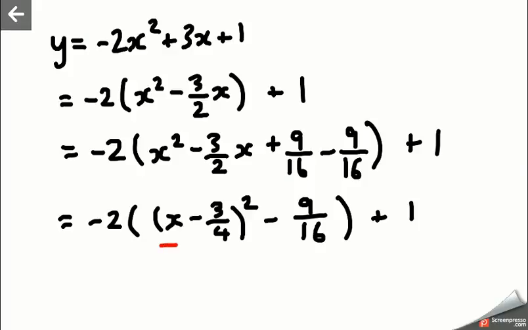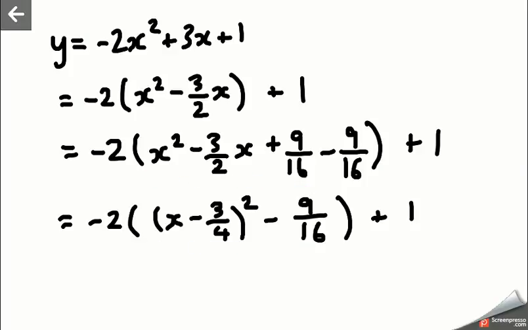x times x is x squared, and then 2 times negative 3 over 4 times x. Well, negative 3 over 4 times 2 is negative 3 over 2, so that is indeed negative 3 over 2 x. And then finally, negative 3 over 4 squared is indeed 9 over 16 as we calculated. So, yes, this part is the same as this part, and this part is the same as this part. So, we still haven't messed anything up, we're still good.